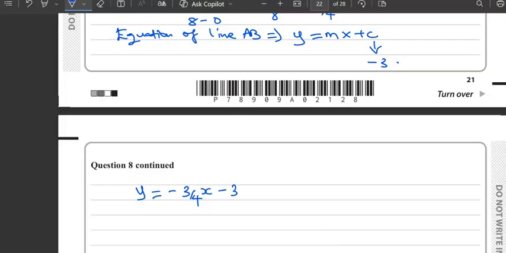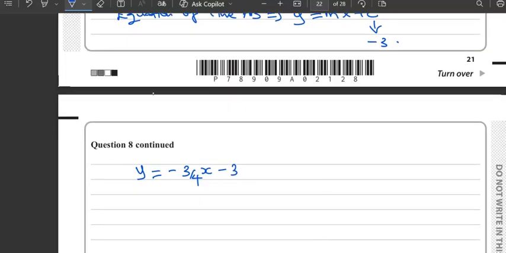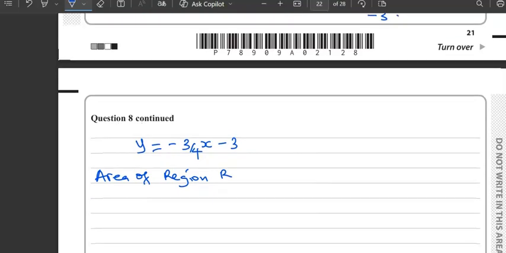Number two, for us to get the area of region R, what are we supposed to do? One, we'll get the area of the semicircle above line AB. We've seen that in the diagram given, figure 3.